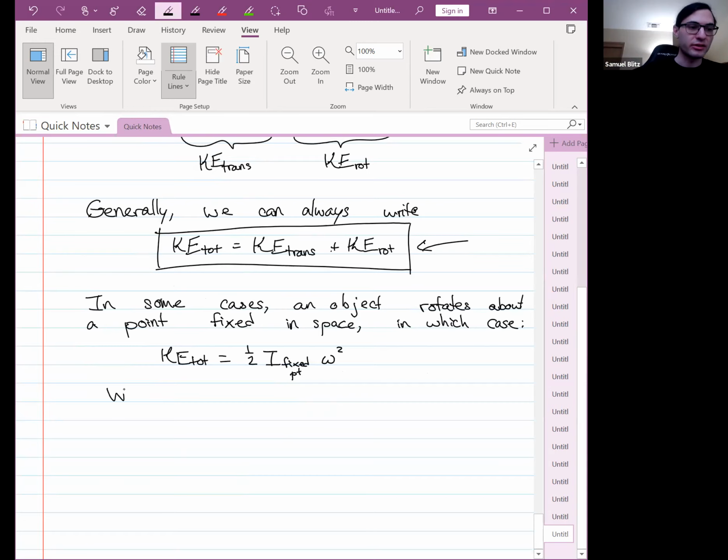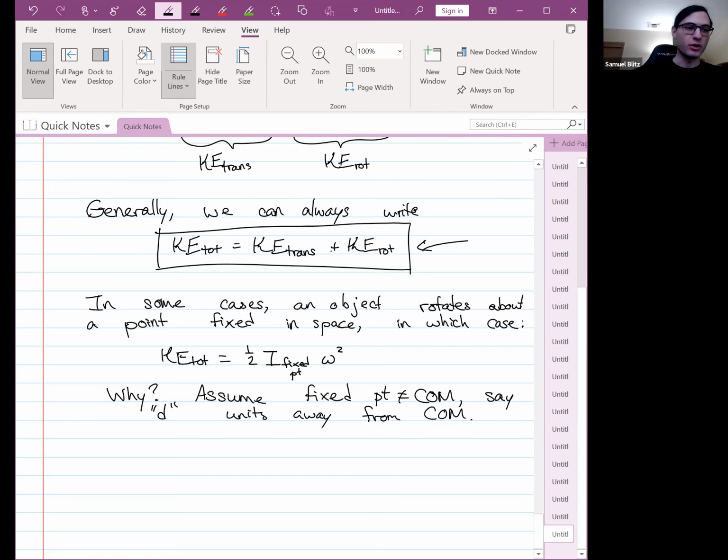So why is this the case? We're going to assume that the fixed point is not the center of mass, just because if it is, it's not very interesting. So assume the fixed point is not the center of mass, and let's say that fixed point is d units away from the center of mass. And I'll draw a picture.